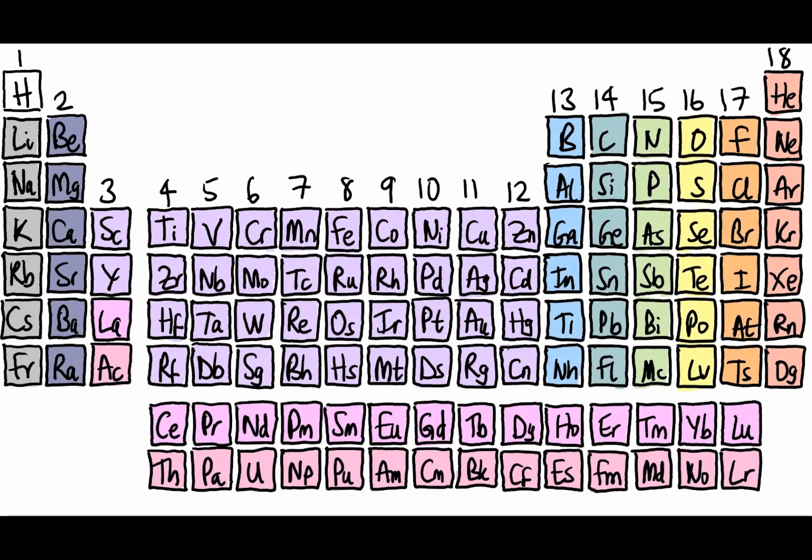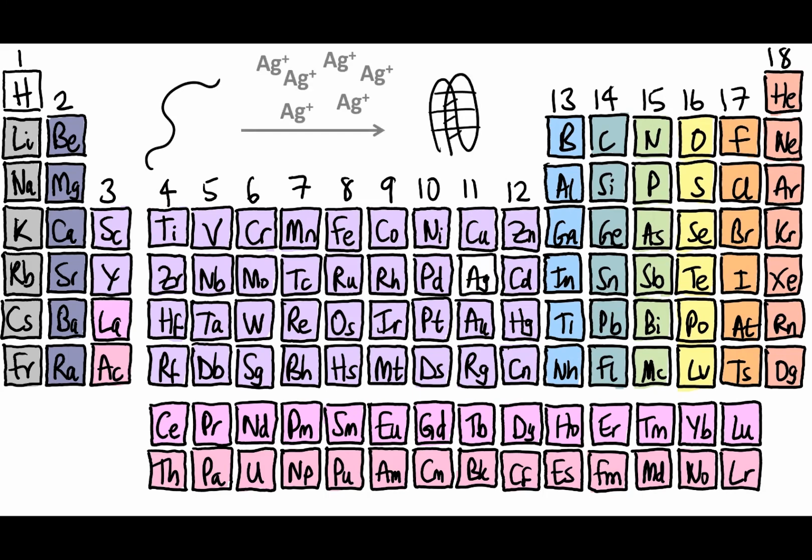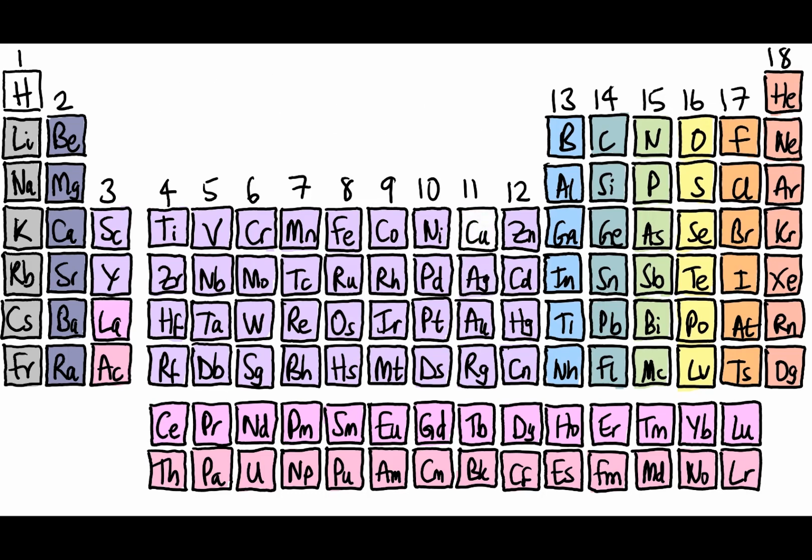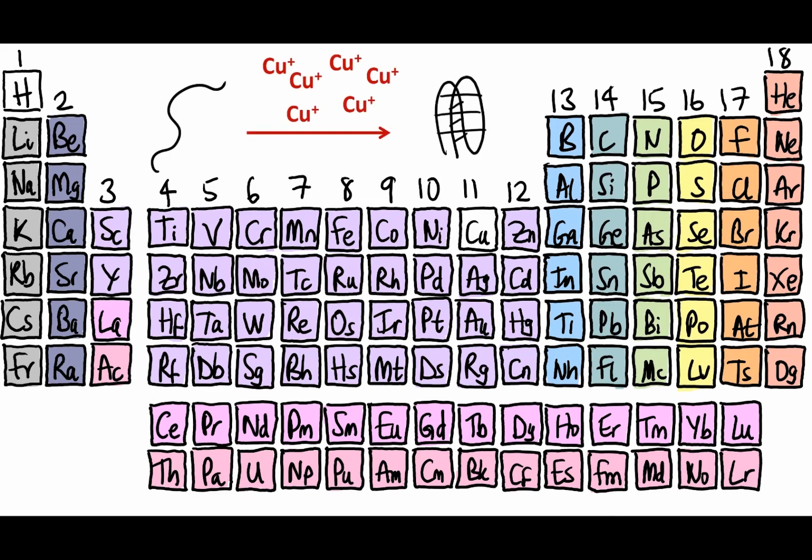We can also use other metals to change the shape of DNA, such as silver. This can also be used to fold the DNA into special shapes. We can also do the same thing with copper, and these types of conditions can be useful for making small machines from DNA, a field of research called DNA nanotechnology.